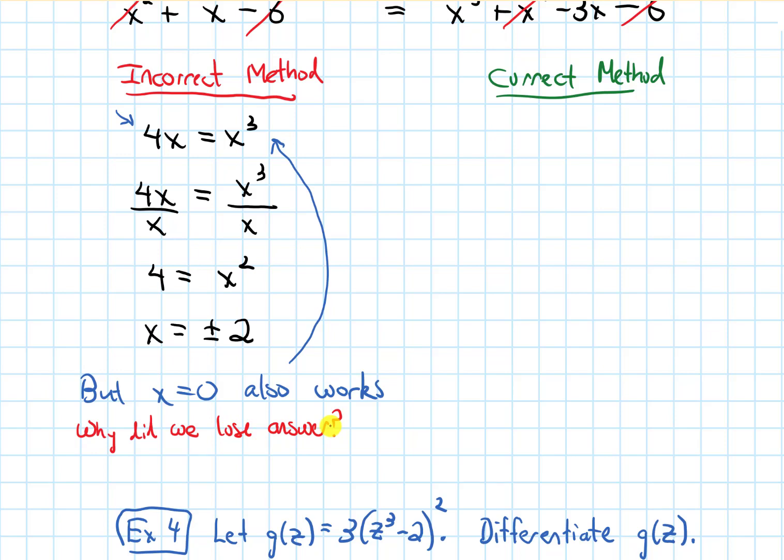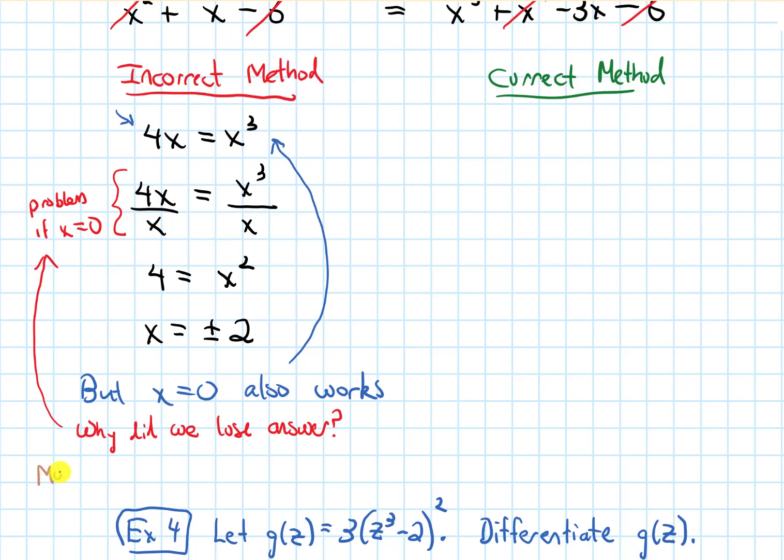So we lost an answer because when we did this step, where we divided both sides by x, there's a problem if x is 0. Because if x is 0, I can't divide by it. And that's exactly the answer that we missed. We missed x equals 0.